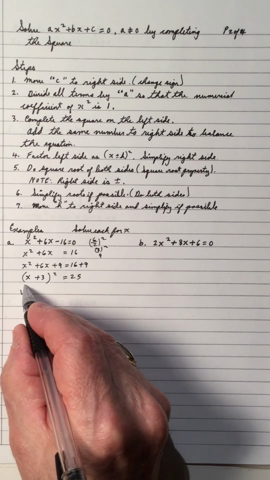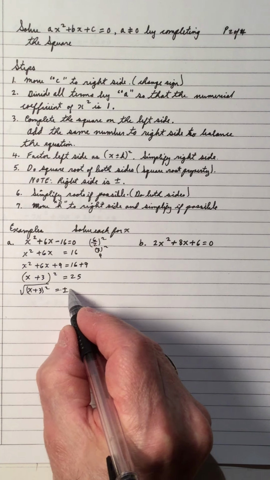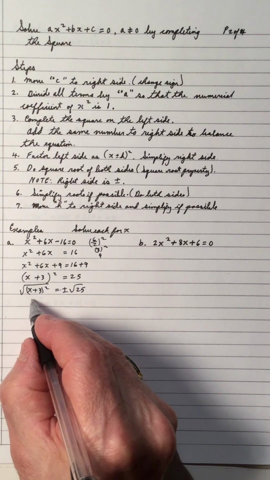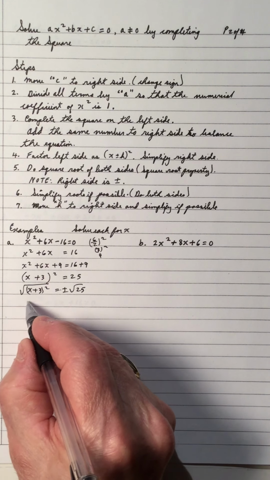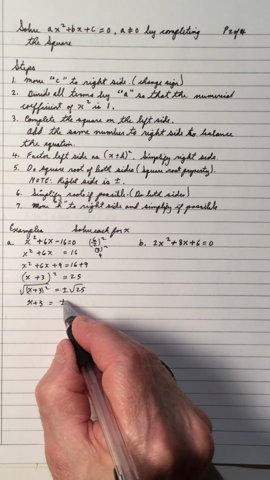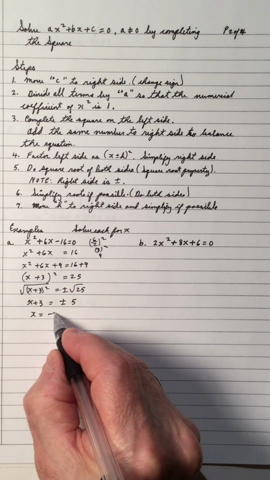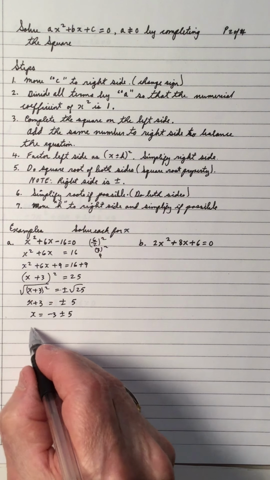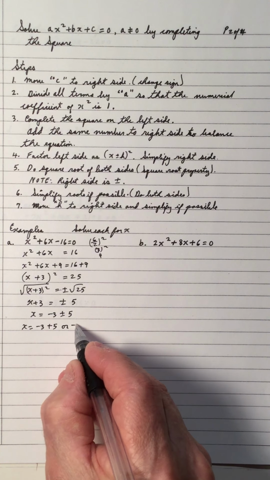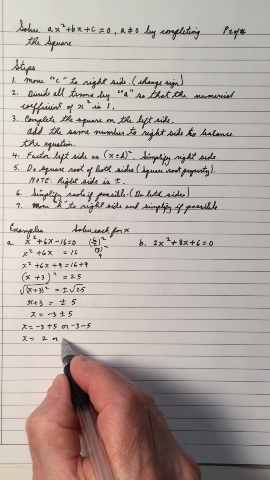And now we'll do the square root of both sides: the square root of x plus 3 all squared, equals plus or minus the square root of 25. This is the square root property. The square root of x plus 3 all squared is x plus 3, and plus or minus the square root of 25 is plus or minus 5. X equals negative 3 plus or minus 5. So x equals negative 3 plus 5, or negative 3 minus 5. So x is equal to 2, or negative 8.